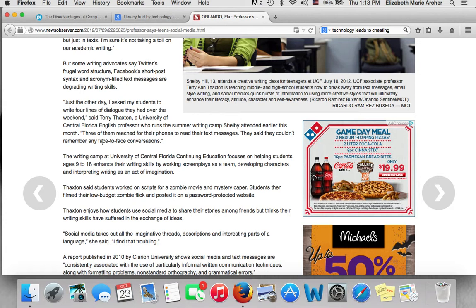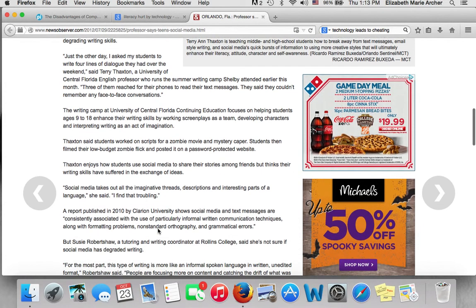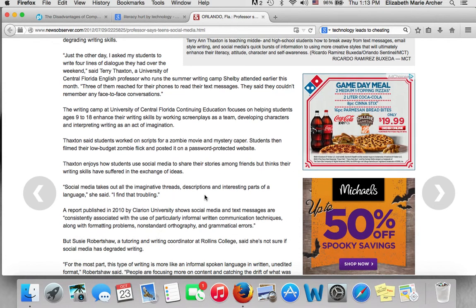Yes, students write four lines of dialogue they had over the weekend. Three of them reached for their phones to read their text messages. They said they couldn't remember any face-to-face conversations. Where do they find these people? For continuing education, 9 to 18, enhance their writing skills. It's worked on scripts for a zombie movie and mystery capers, instead filmed on a low budget. Okay, keep going. Takes us out of all the imaginative threads, description, is troubling.